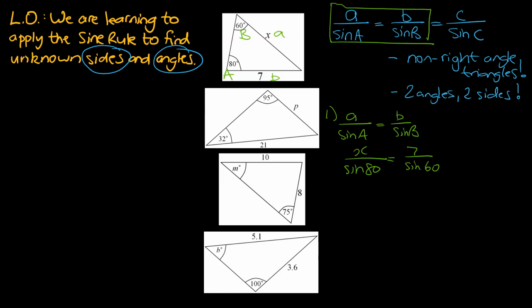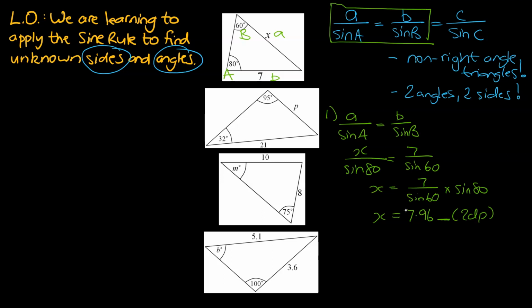I'm not sure why I've written s there. So x is going to be equal to 7 divided by sine 60 times sine 80. So that's how we move that over. And from there, the calculator will do all the work. x will be equal to 7.69, and I've rounded that to 2 decimal places. Friendly reminder, you would be expected to include units, but the questions we're looking at today don't have any units. So that was question 1.